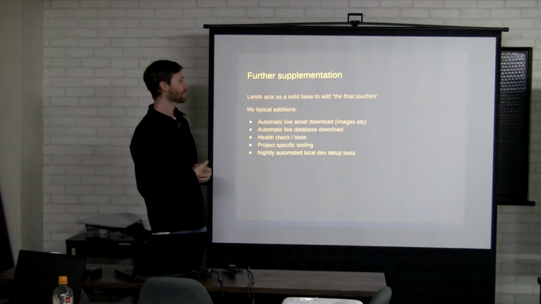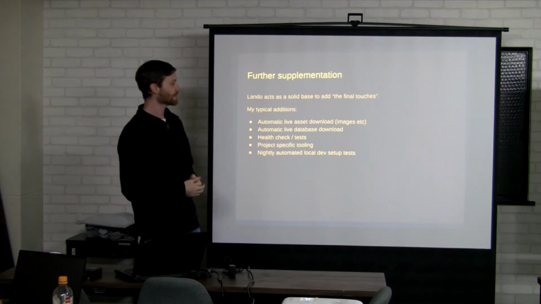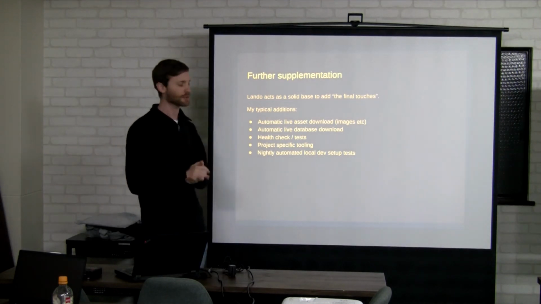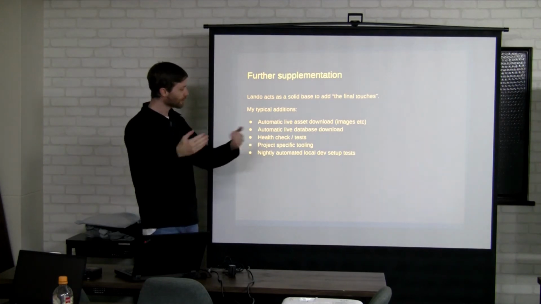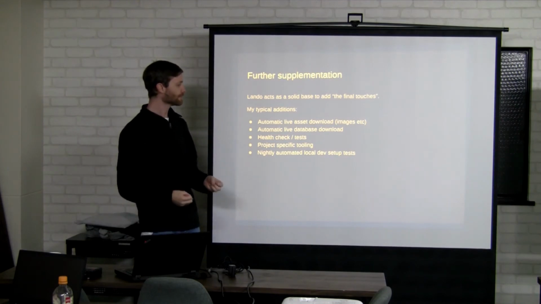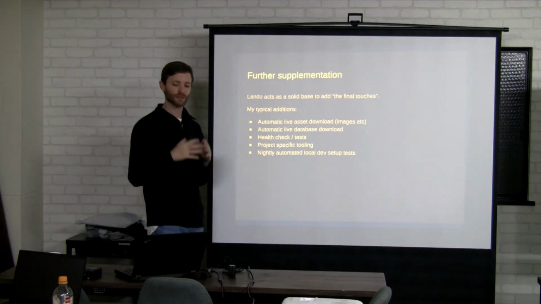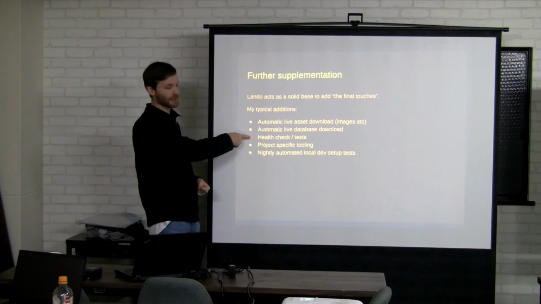Typical things I like to add after that are downloading live assets from the server and downloading the live database. Say you're trying to debug a live database: somebody's put some weird content in it that's broken something because someone forgot to escape something. You can pull it. You can also wrap health checks or tests around it, so that when it starts up you can check that it passes some tests and is actually healthy. That's quite good for project governance.